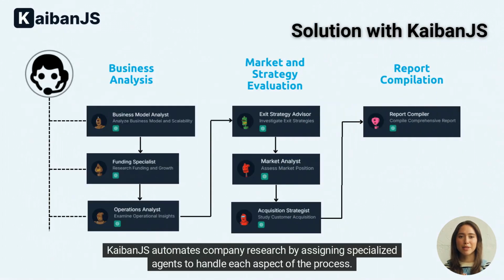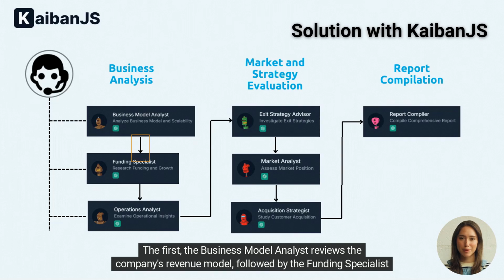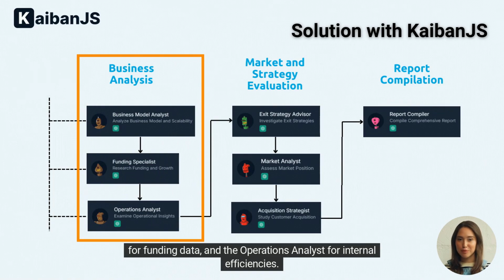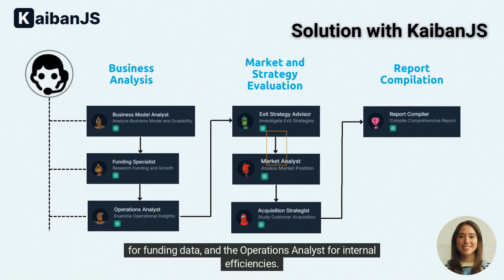KaibanJS automates company research by assigning specialized agents to handle each aspect of the process. The first, the business model analyst, reviews the company's revenue model, followed by the funding specialist for funding data, and the operations analyst for internal efficiencies.